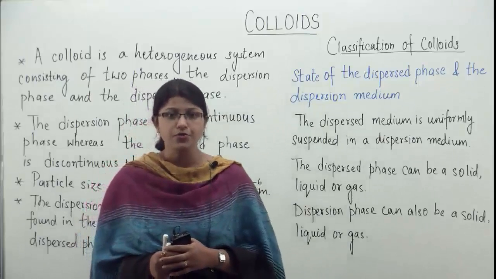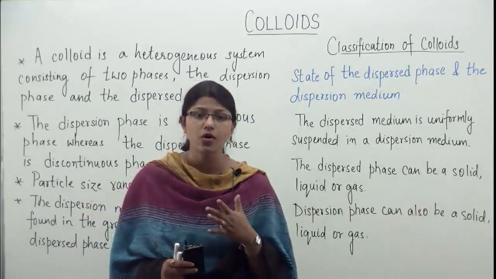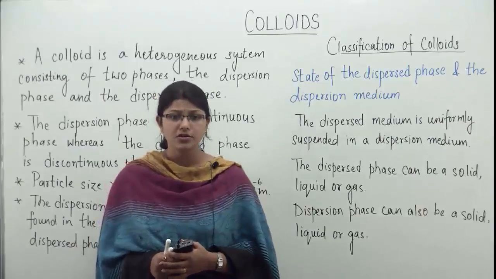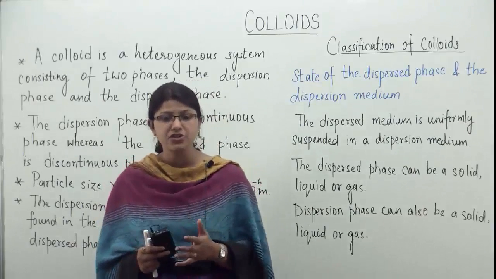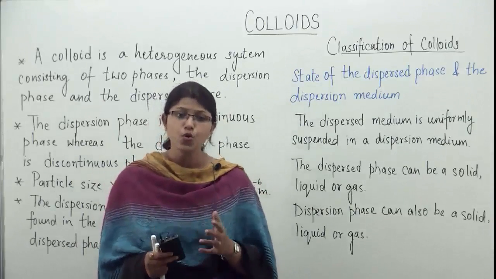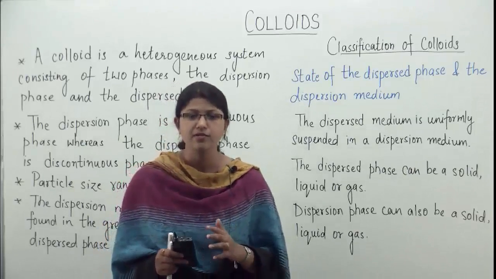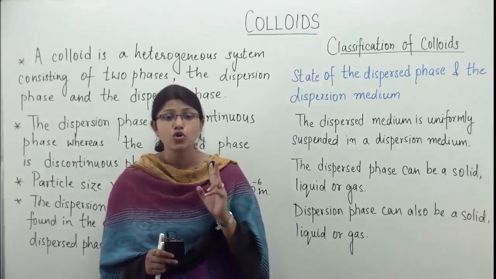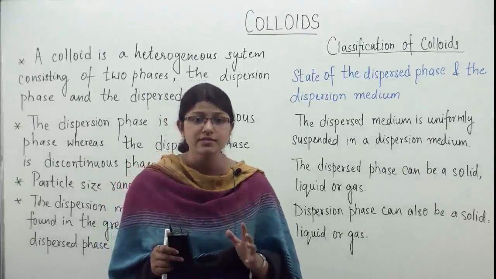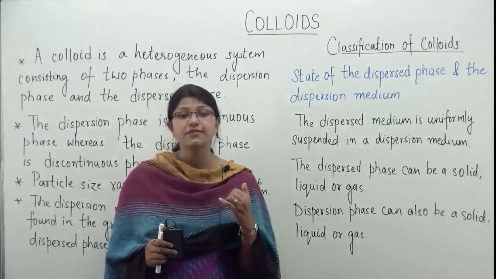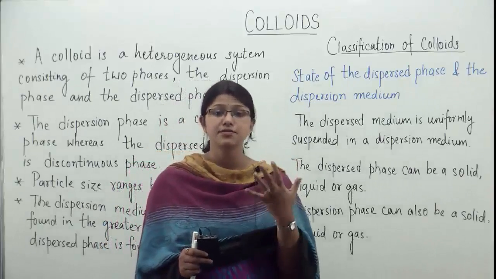Today we are going to study in detail about colloids. Now what are colloids? Colloids are also a type of mixture which have two components. The way every mixture has two or more components, here colloids basically have two components. These two components are called the dispersion phase and the dispersed phase.